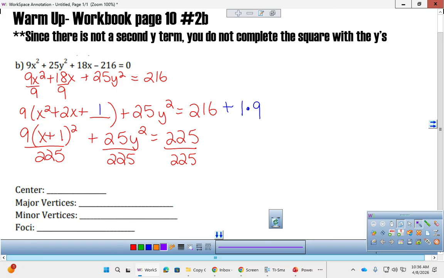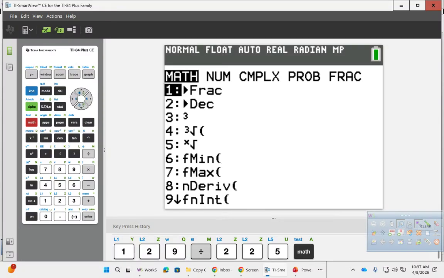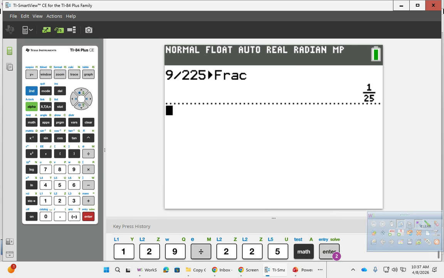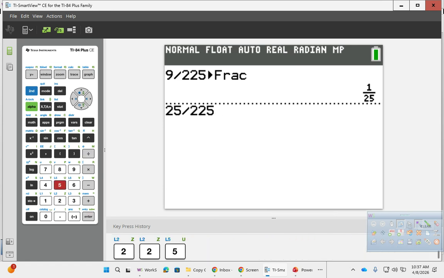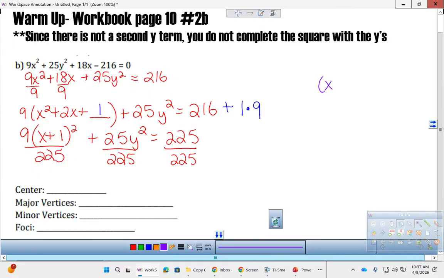And so the standard form of my ellipse, I'm going to do 9 divided by 225. I'm going to combine those like terms. So 9 divided by 225, just the outside part. And then I can simplify that fraction. And then 25 divided by 225. That was the coefficient on the y, and simplify that fraction. So I end up with x plus 1 squared over 25, because 9 over 225 was 25. y squared over 9, because 25 divided by 225 is 9, equals 1.